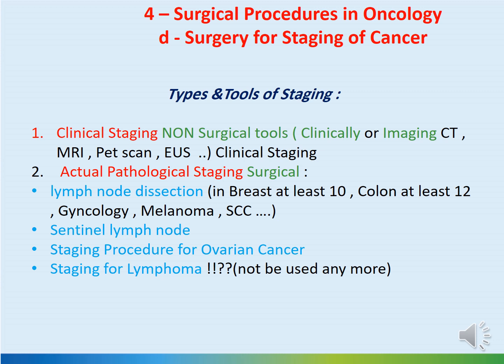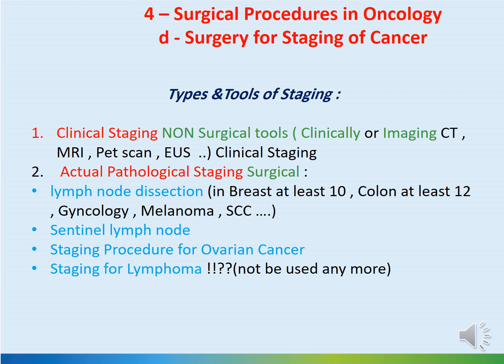The sentinel lymph node is the first lymph node which collects the drainage from the primary organ, and we use this concept just to avoid lymph node dissection in early stage cancers. So this is also a type where we do the surgery only for staging. Also, when we do cytoreductive surgery, where you remove the maximum volume of the tumor, especially in locally advanced ovarian cancer, one of the aims of this procedure is also to determine the staging.